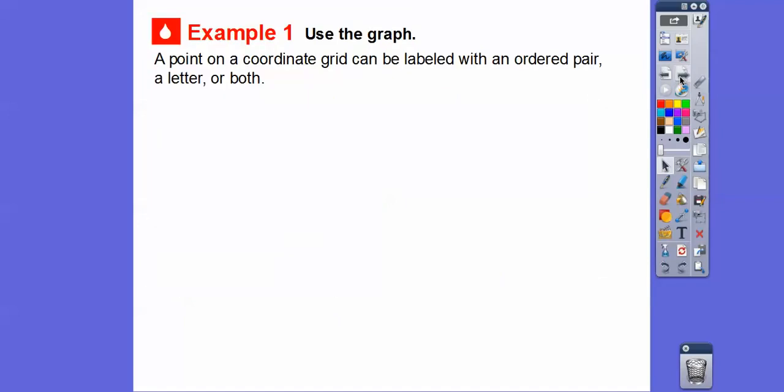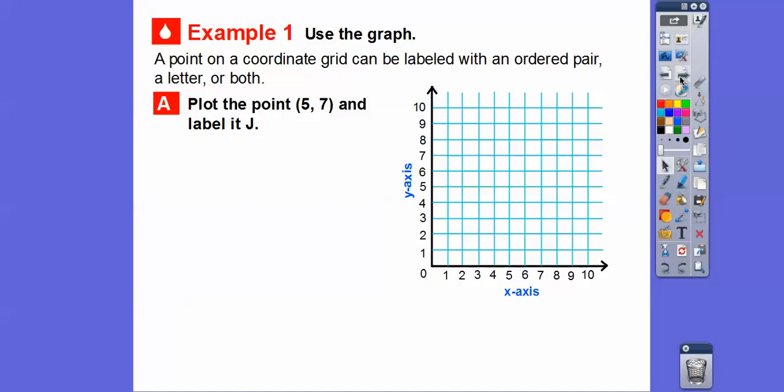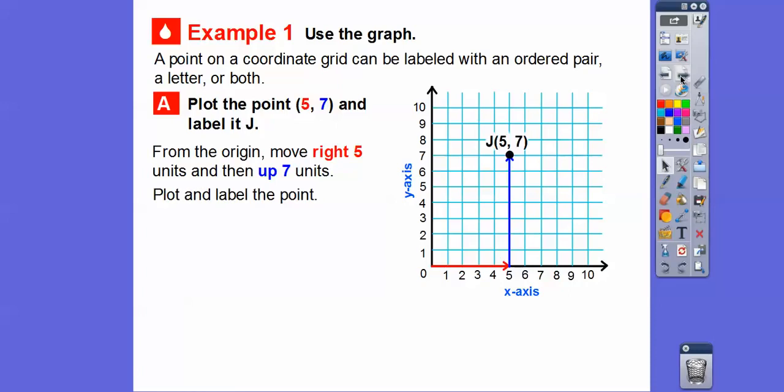A point on a coordinate grid can be labeled with either an ordered pair, a letter, or both. In this part, we're going to choose both of them. So we're going to plot the point 5 comma 7 and label it J. This is how much we go to the right, and this is how much we go up. So we go to the right 5 and up 7 right there. Plot our point, and we label it point J, the ordered pair 5 comma 7.